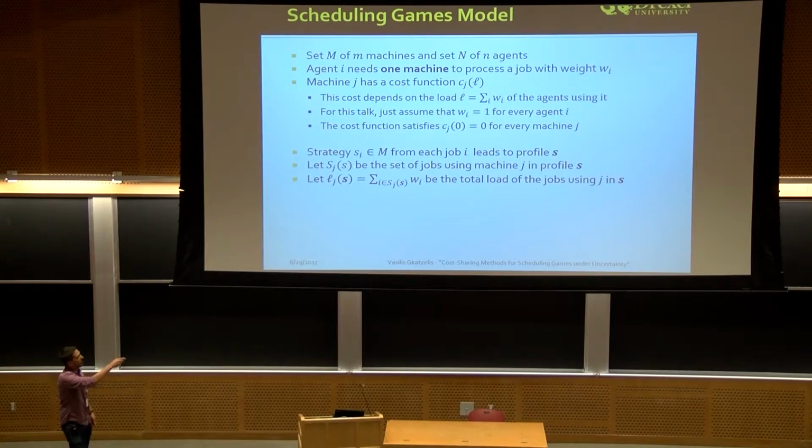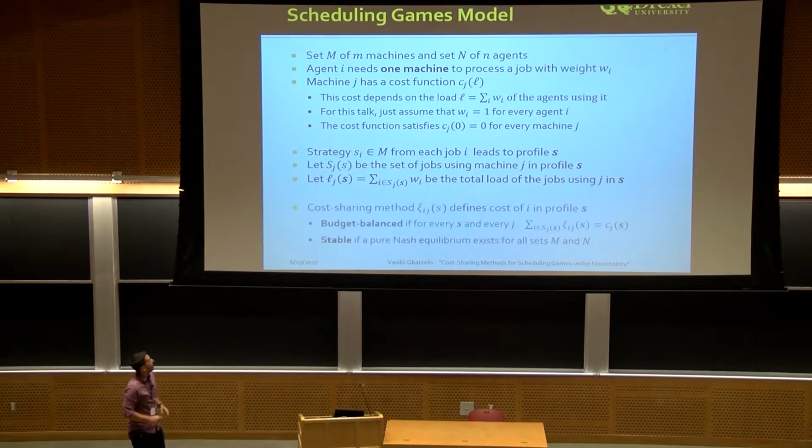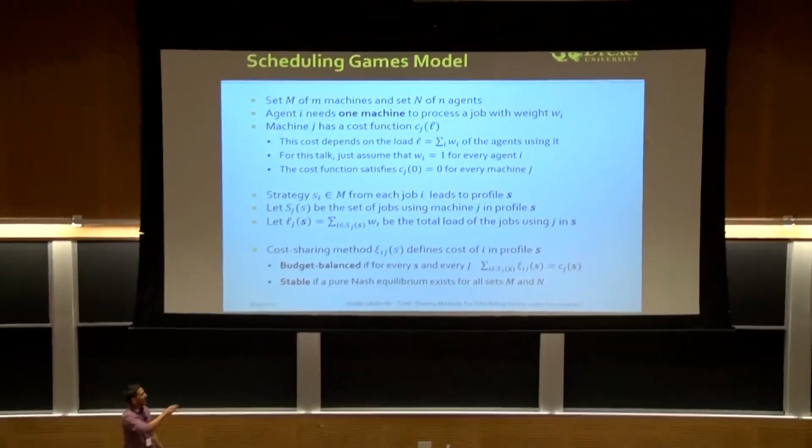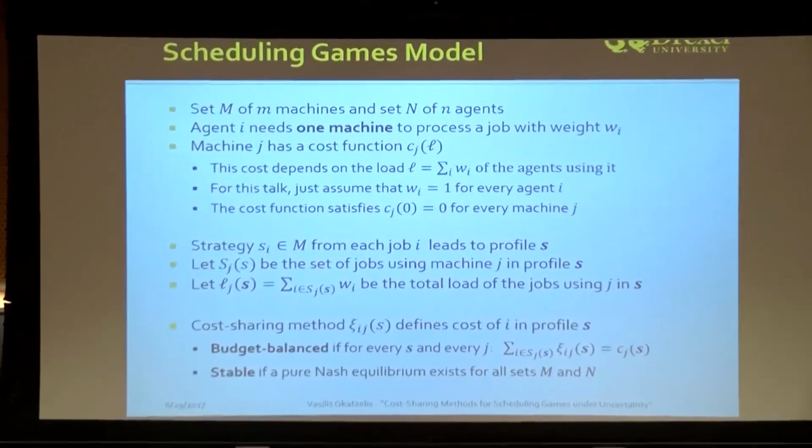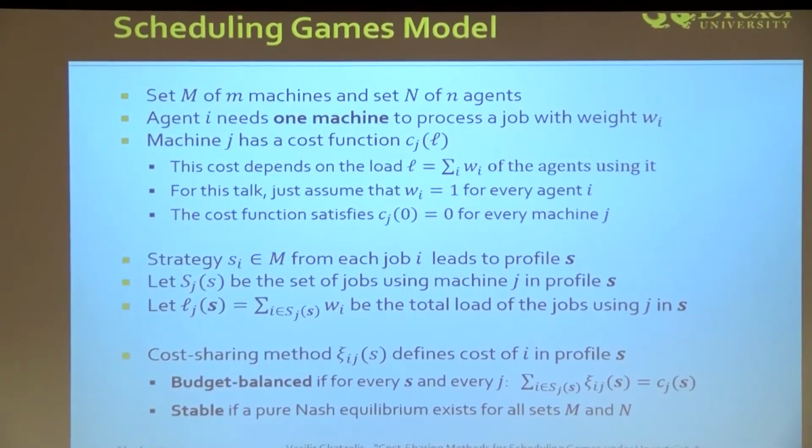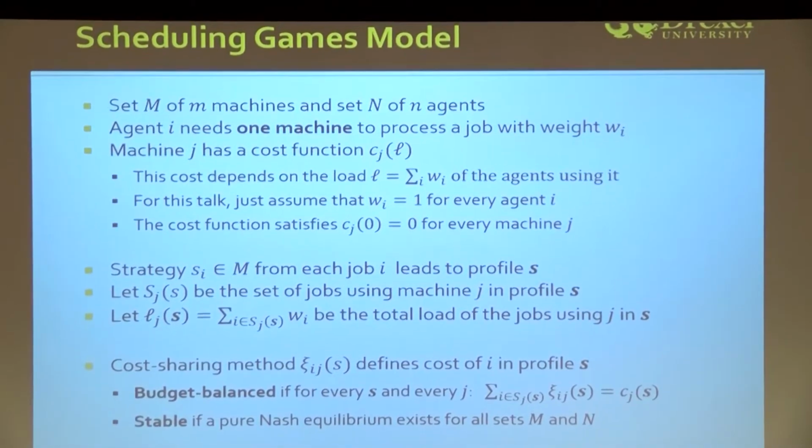Capital S sub J of S is the set of jobs using machine J in profile S. And L sub J of S is the sum, essentially the load on a particular machine J in the strategy profile S. Okay? So what is a cost-sharing method? Essentially, the cost-sharing method for a specific profile S defines psi ij, which is the share of that cost that player I is responsible for.